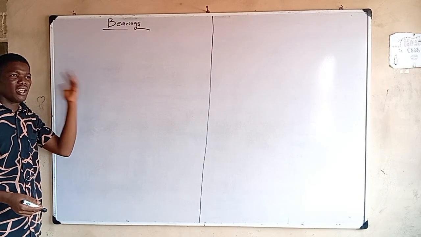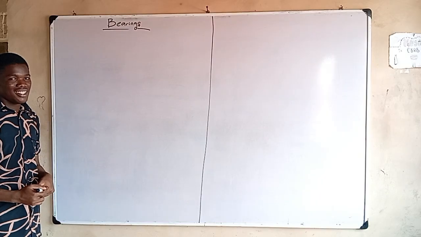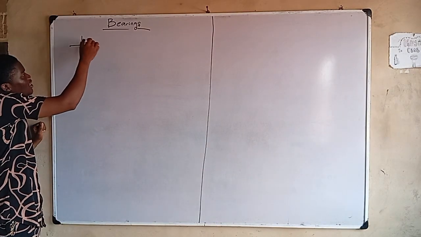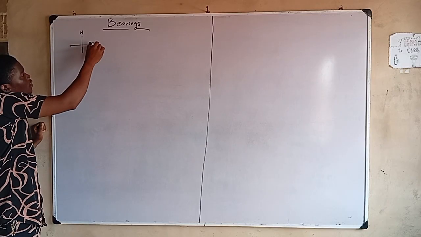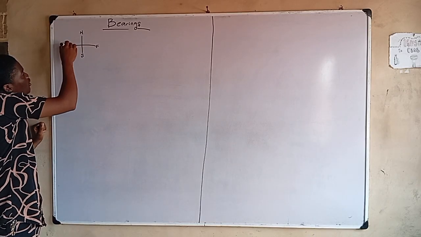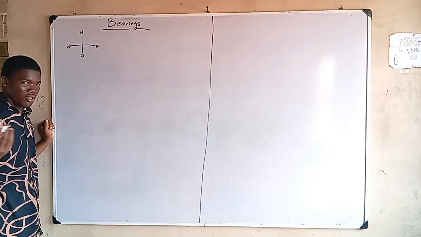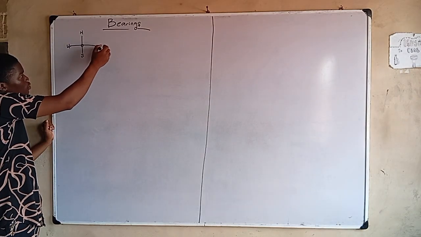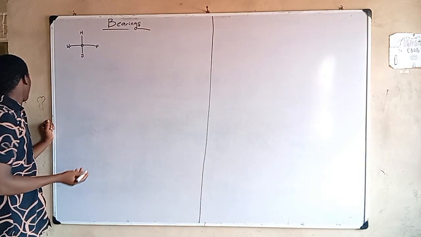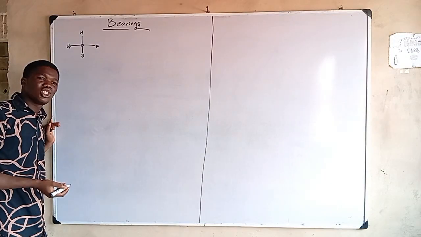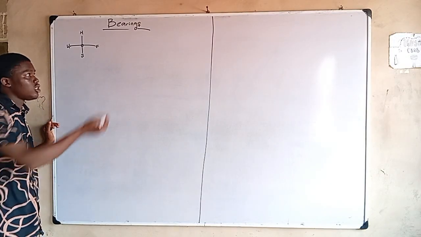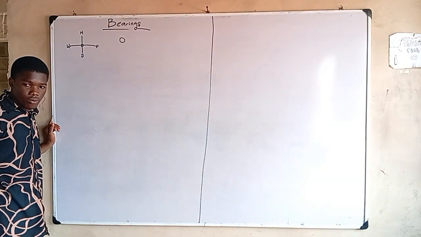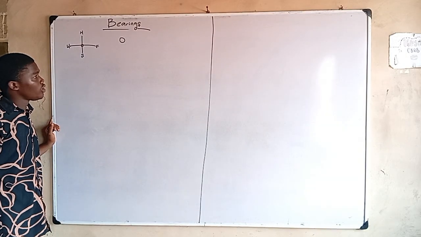When I hear bearing, what comes to my mind is cardinal points. I don't know for you, but what I see is cardinal points: your north, your east, your south, and your west. Also O as origin. You must always have an origin in your bearing, which is always represented with O. O is always the origin.